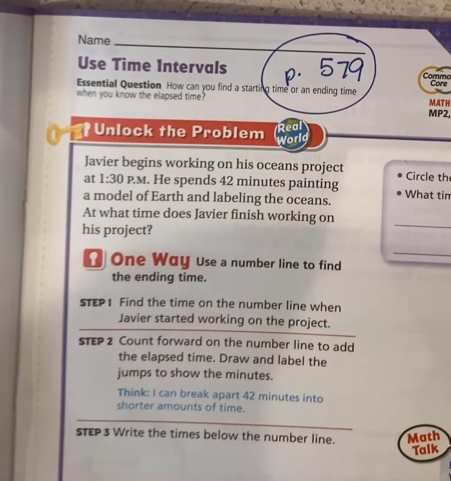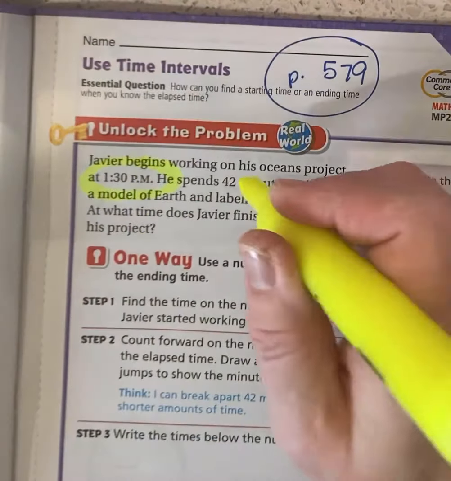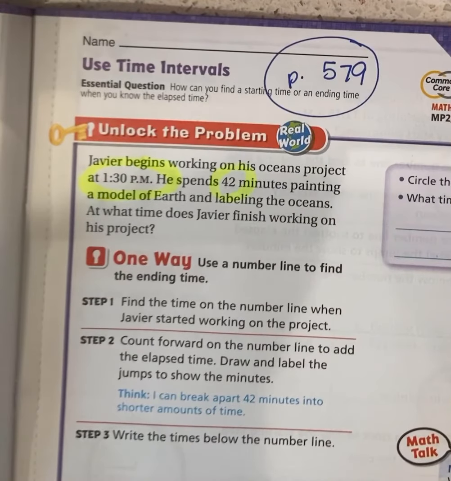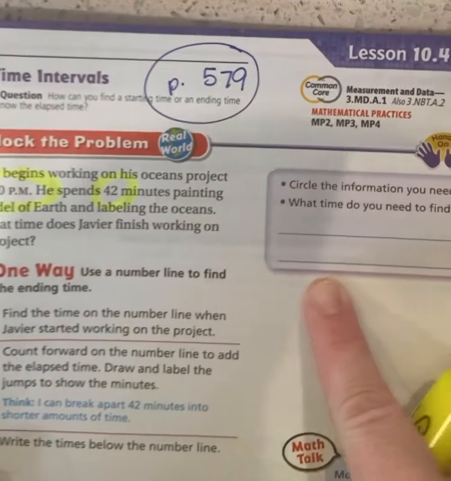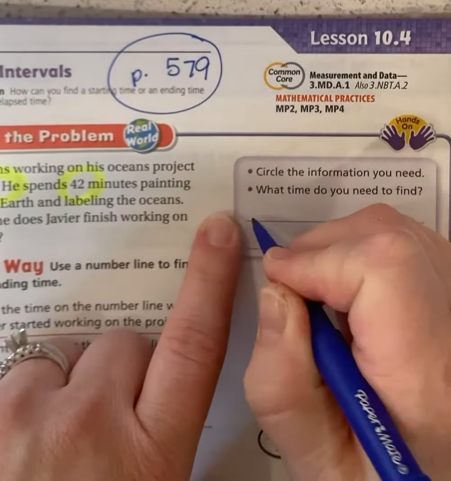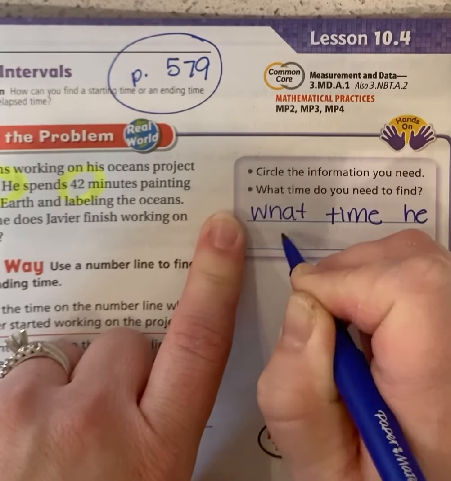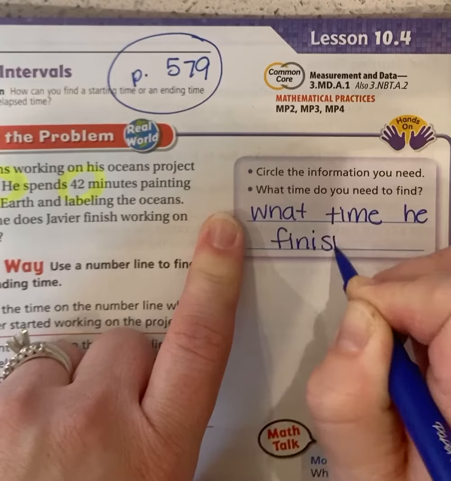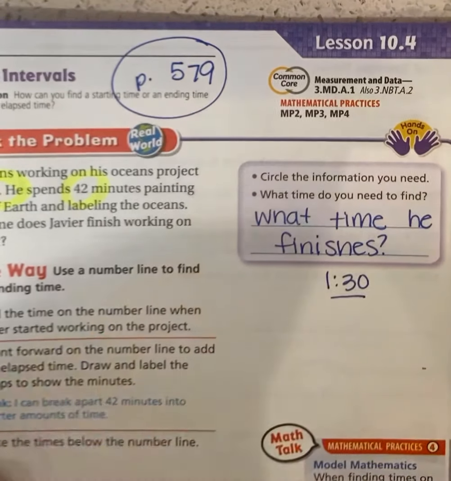All right, so on page 579, we're just going to get started here. It says Javier begins working on his ocean projects at 1:30 p.m. So we're going to circle that. That's our starting time. He spends 42 minutes painting a model of Earth and labeling the oceans. At what time does Javier finish working on his project? So circle the information you need, which we did. And what do we need to find out? We need to know what time he finishes. What time does he start? That's right, 1:30 is his start time.